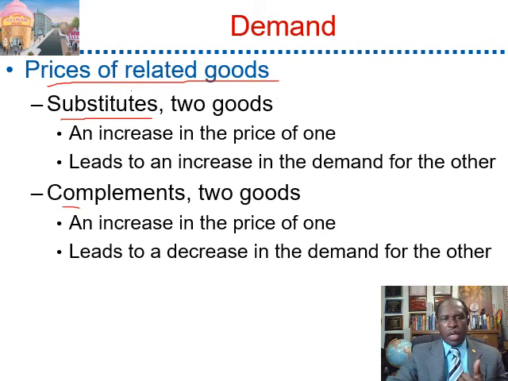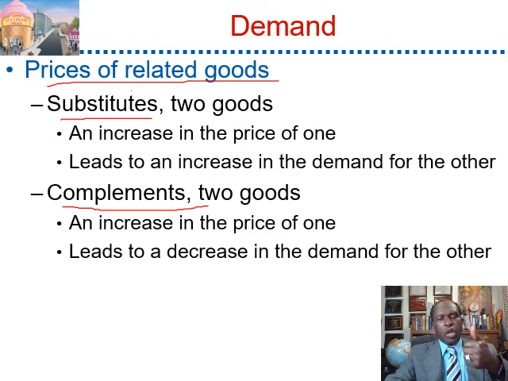The second one is called complement goods. The two go together. If you buy one, you have to buy the second one. For instance, hot dog and hot dog bun are complement goods. DVD and DVD player are complement goods. If the price of hot dogs goes up, the demand for hot dog buns will decrease and shift to the left. If the price of a DVD player goes down, the demand for DVDs will increase and shift to the right.